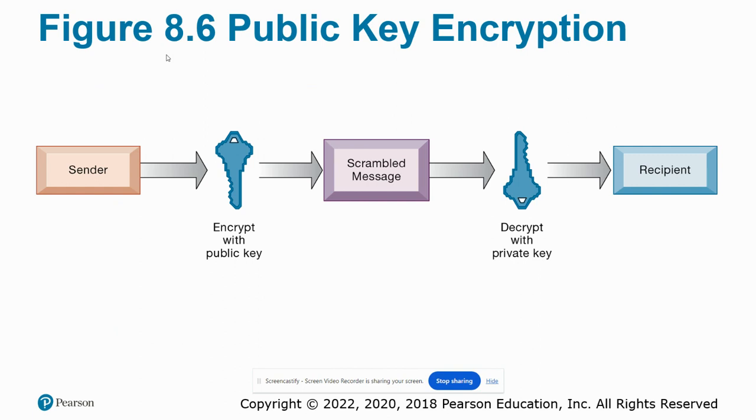The sender locates the recipient's public key in a directory and uses it to encrypt a message. The message is sent in encrypted form over the internet or a private network. When the encrypted message arrives, the recipient uses his or her private key to decrypt the data and read the message.